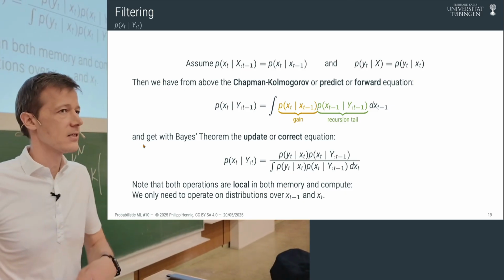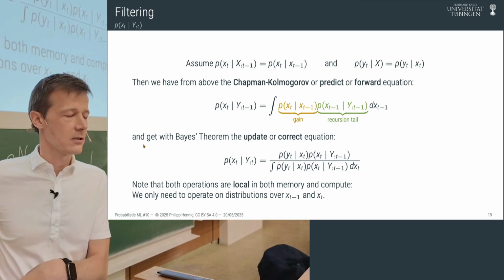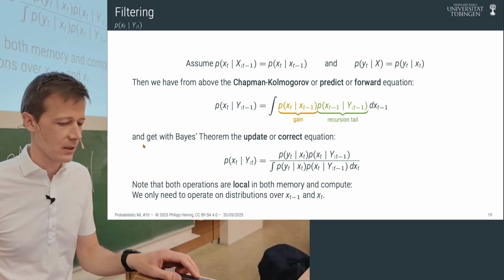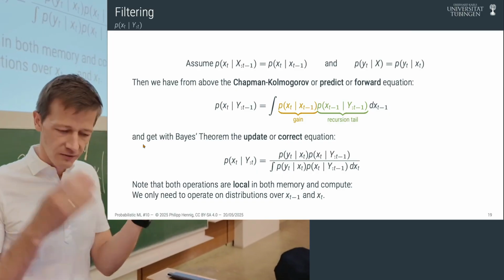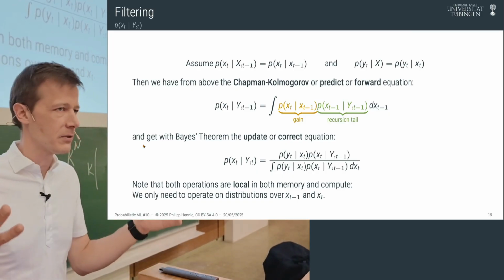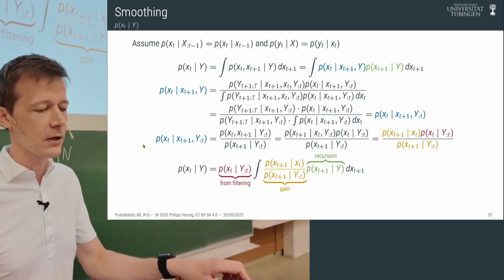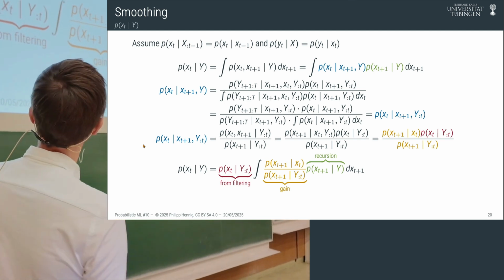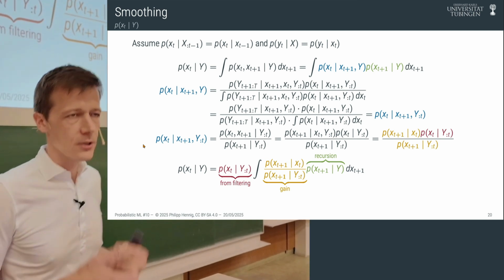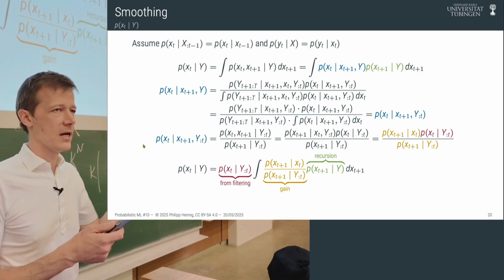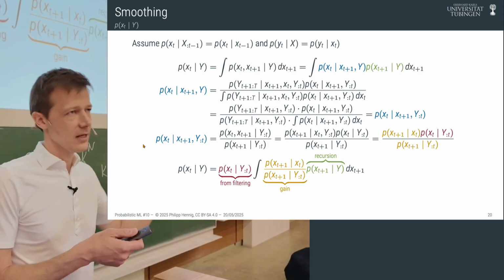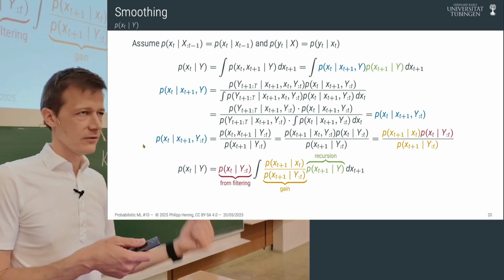So in such settings, you just ignore what you predicted in the past and you don't care about it anymore. But if you want to revisit the past and make a refined, consistent statement that also takes into account things you found out later, you need to do an extra step. And that step is called smoothing. The previous two steps were called filtering and updating, or predict and update, Chapman-Kolmogorov and Bayes' theorem.